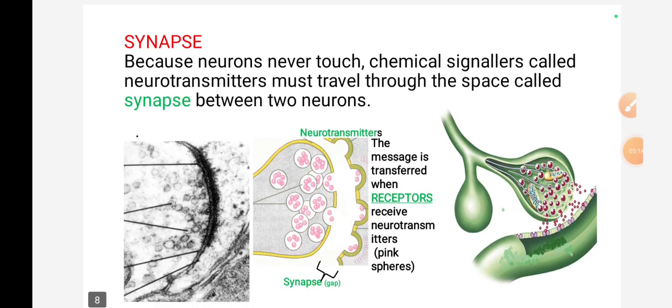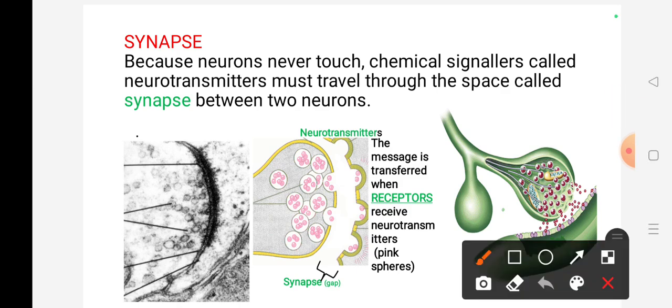Next, synapse. It is a small gap, I already told you. Because neurons never touch, chemical signals called neurotransmitters must travel through the space called the synapse between two neurons.